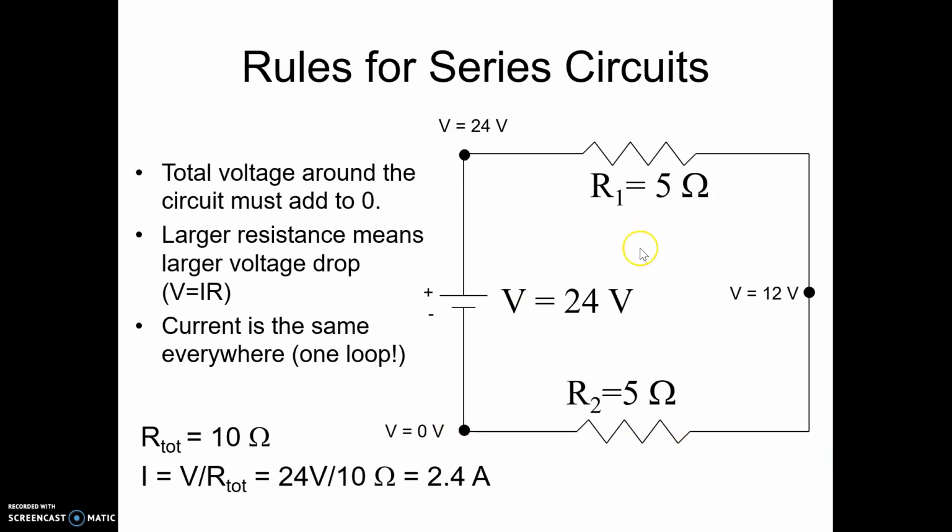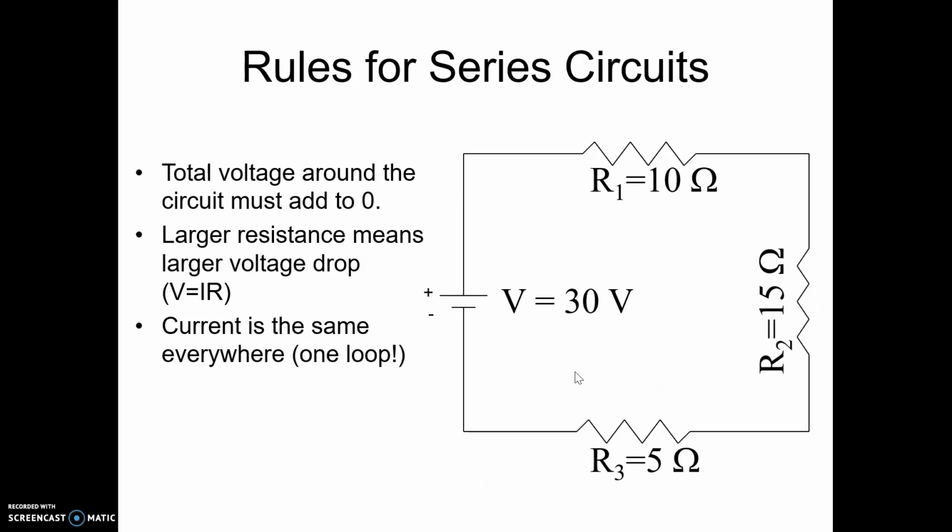Now to calculate the power dissipated in each resistor, you would just take the voltage, which in this case is 12 volts across each resistor, times the current. 2.4 amps times 12 volts gives you 28.8 watts. Okay, so that's the first example.